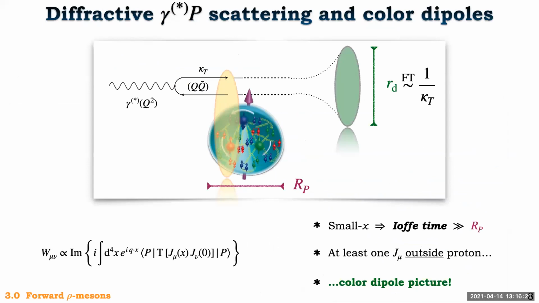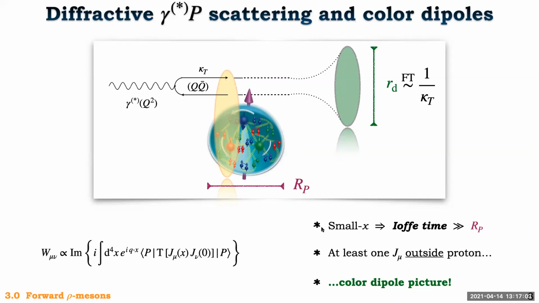It is worth mentioning that in the previous section on small-x DIS we had some discussion about the dipole mechanism. I would like to simply say here that the photon at small x is able to probe the proton, which has a radius Rp, and in general the Ioffe time, which is nothing but the coherence length of the photon, is much larger than the radius of the proton. So it means that in the expression for the hadronic tensor, at least one of these J-mu electromagnetic currents is outside the proton.